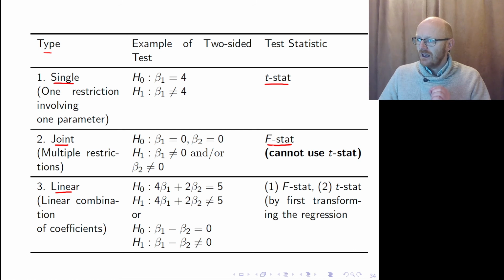The t-stat and the f-stat are often included in the regression output from your statistical software. The t-stat is included for every single coefficient, the slopes and the intercept. The f-stat is included as an overall measure of fit, whereas the linear combination of coefficient tests are quite uncommon, and they are not included in the standard output from regressions.